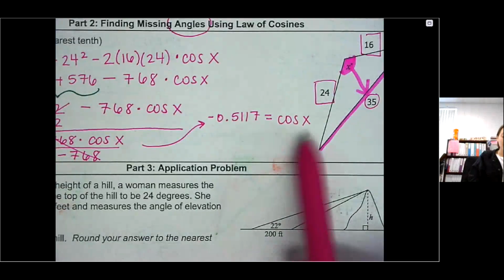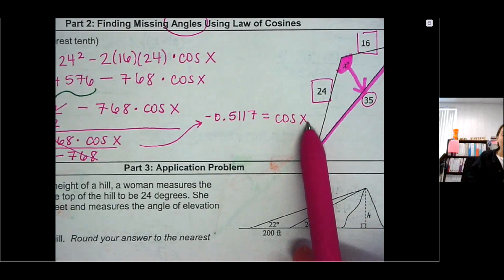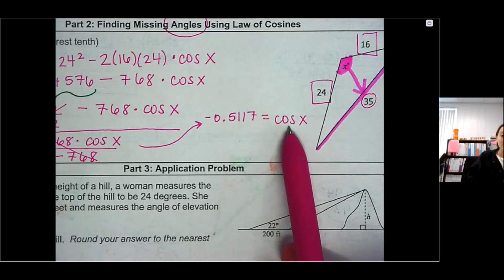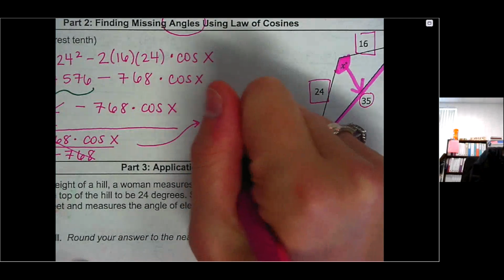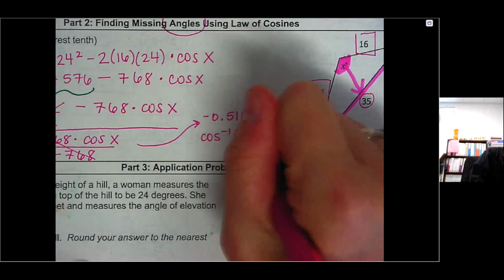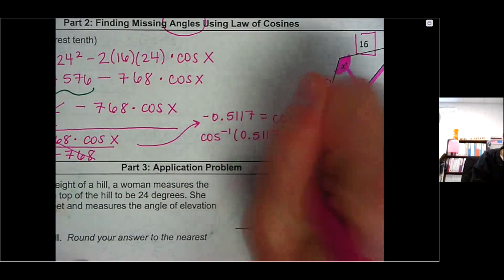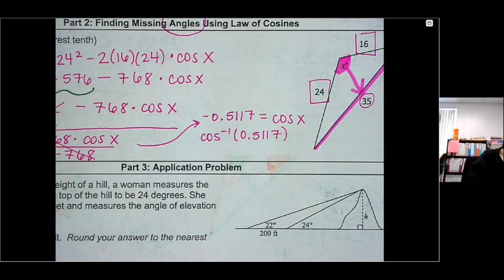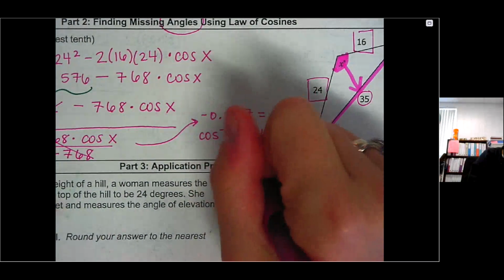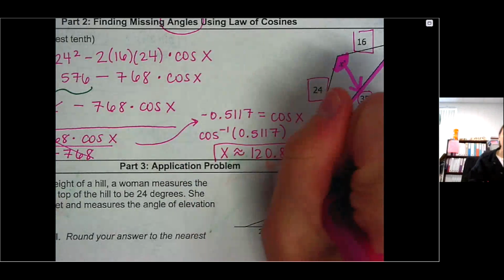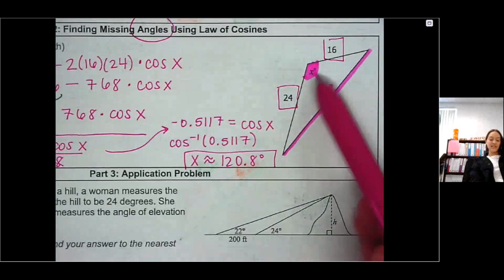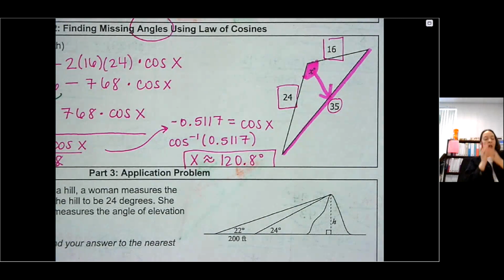And now because I want to get x alone, I have to take the inverse cosine so that I can find an angle measure. So I'm going to take the inverse cosine of that decimal I just got. And when I do that, I get x is about 120.8 degrees. So this angle here is about 120 or 121 degrees, depending on how you want to round it.